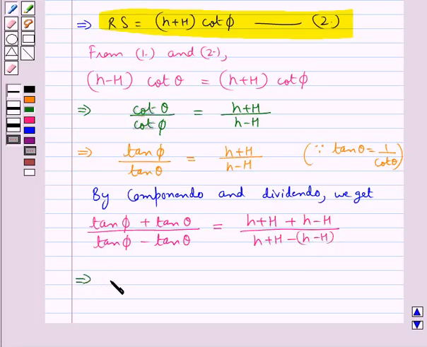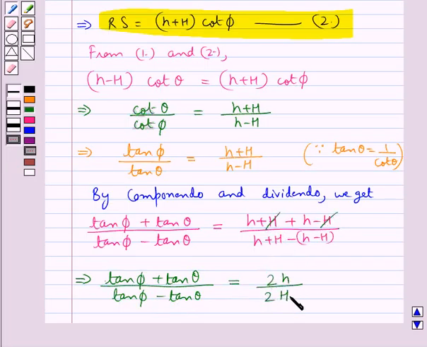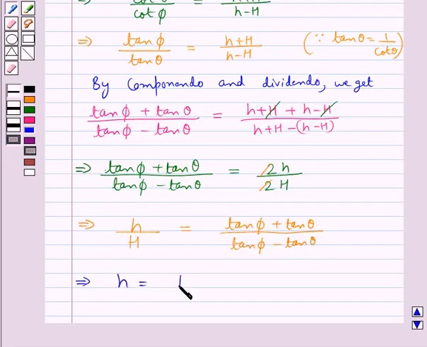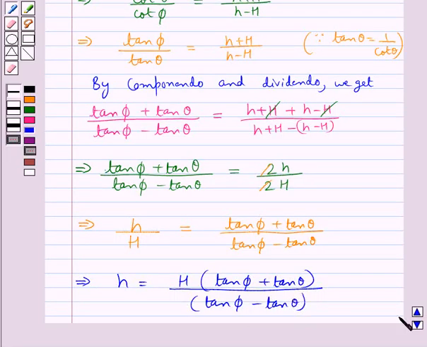So we have tan phi plus tan theta upon tan phi minus tan theta is equal to 2H upon 2h. So from here we get H upon this small h is equal to tan phi plus tan theta upon tan phi minus tan theta. This means we have H is equal to h into tan phi plus tan theta upon tan phi minus tan theta.